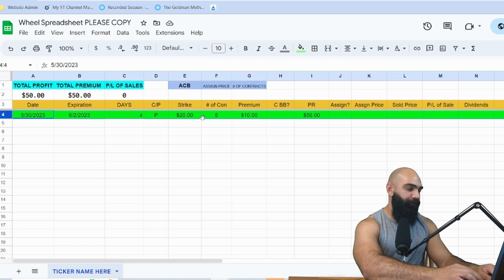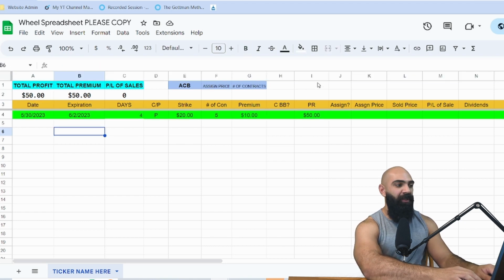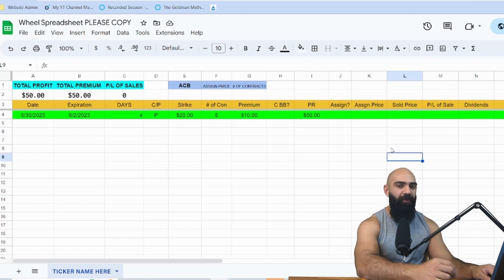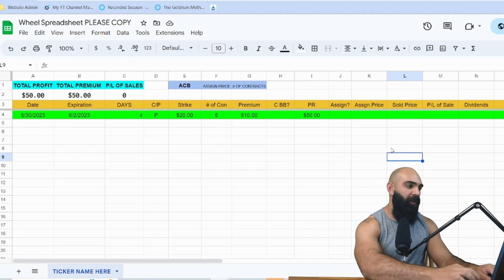Now you can see at the top, we already have total profit. So the profit's going to be all the premium and all the sales, okay? But I have 2 separate columns. So you can see total profit, total premium, and then total profit of sales. So let's do 2 more examples so you can see how a full wheel trade would go on this one.